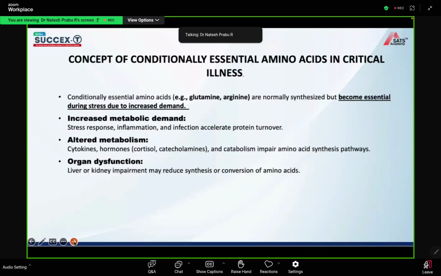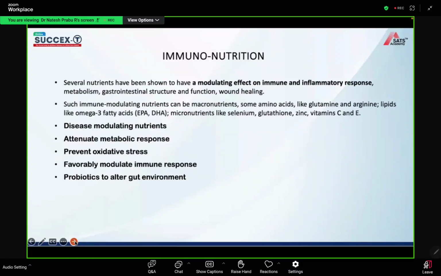So what are conditionally essential amino acids? Basically, these amino acids are normally synthesized in the body, but during stress, due to increased demands, we might have to supplement those. So there is increased metabolic demand, altered metabolism, or organ dysfunction where we need to probably supplement these amino acids. Immunonutrition basically has a modulating effect on immune response and inflammation. So these are disease-modulating nutrients that attenuate metabolic responses, prevent oxidative stress, and modulate immune response, and probiotics to alter the gut environment.